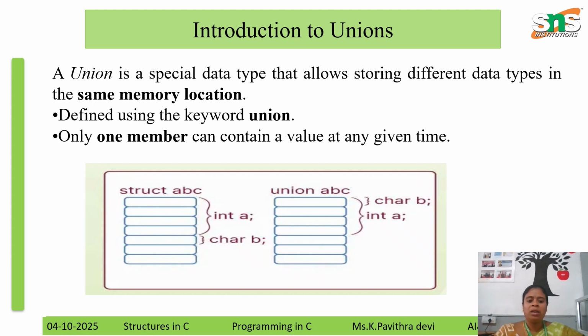Here, struct is the structure keyword, ABC is the structure name, int A has its own memory location allocated, and char B has its own memory location. But here, union is the keyword and ABC is the union name. Character and then integer share the same memory location. It is a special type that allows storing different types of data in the same memory. Only one member can be accessed at a time.